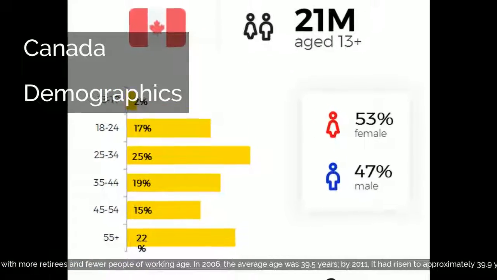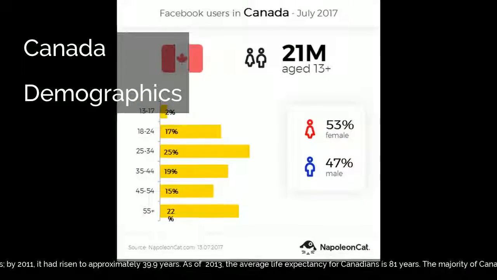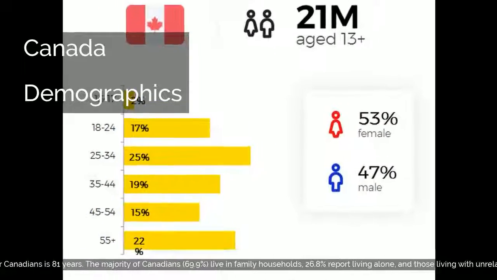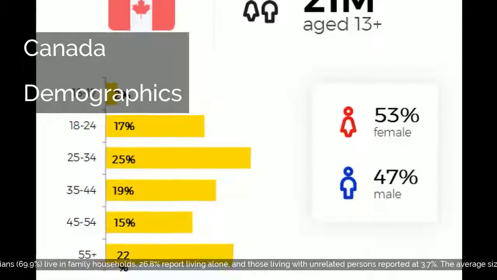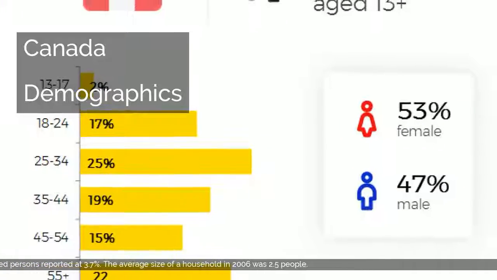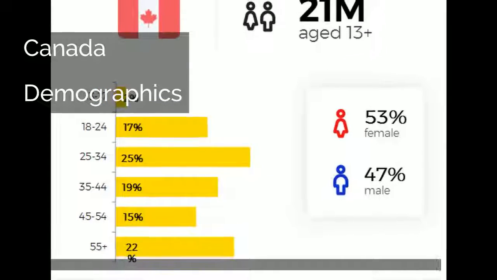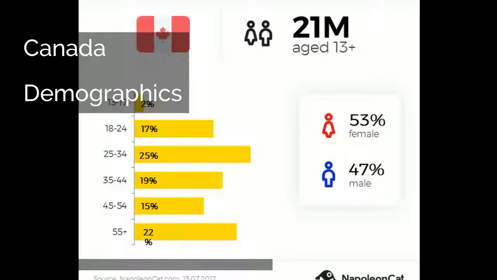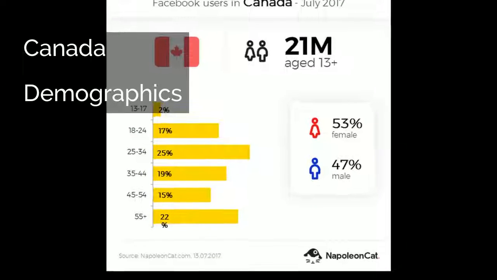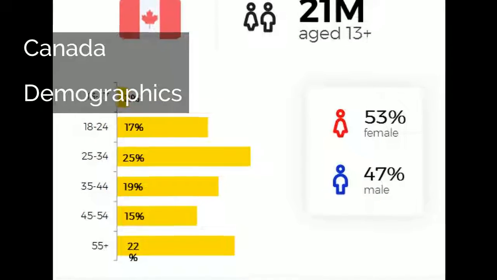In common with many other developed countries, Canada is experiencing a demographic shift towards an older population, with more retirees and fewer people of working age. In 2006, the average age was 39.5 years. By 2011, it had risen to approximately 39.9 years. As of 2013, the average life expectancy for Canadians is 81 years. The majority of Canadians, 69.9%, live in family households, 26.8% report living alone, and those living with unrelated persons reported at 3.7%. The average size of a household in 2006 was 2.5 people.